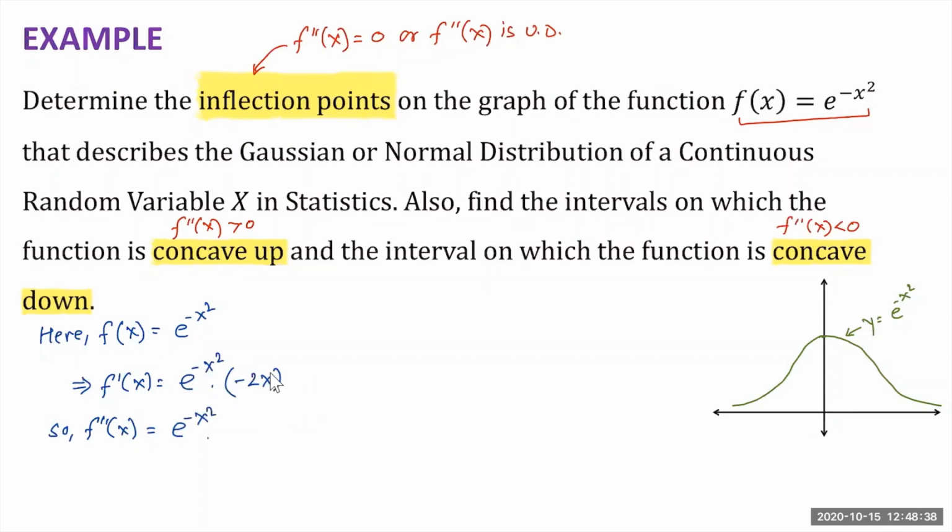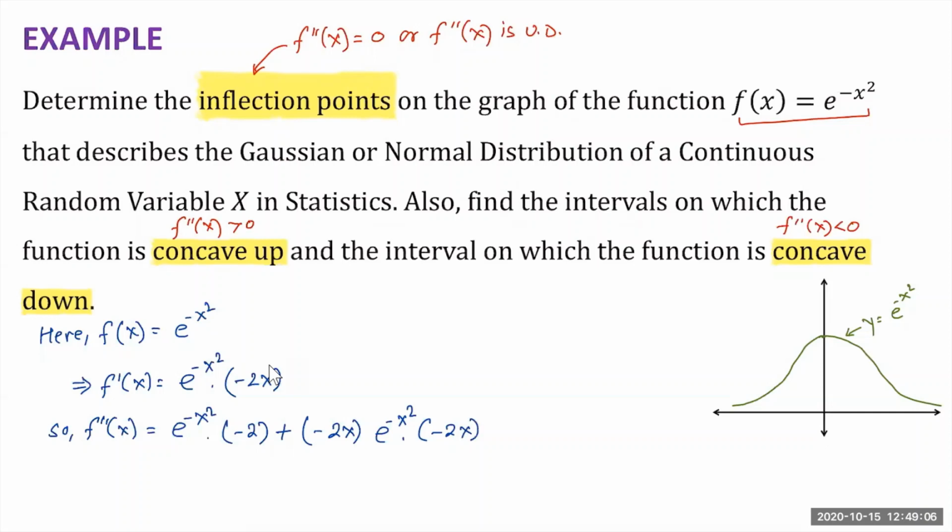Derivative of negative 2x is negative 2, plus the second function is negative 2x, multiplied by the derivative of e to the negative x squared. We already know the derivative of e to the negative x squared because our original function was e to the negative x squared, and we got the derivative here. This is the derivative. So the derivative of e to the negative x squared will be e to the negative x squared times negative 2x.